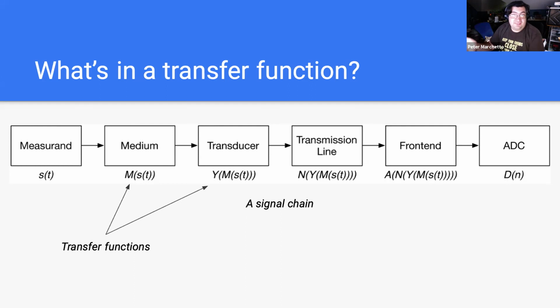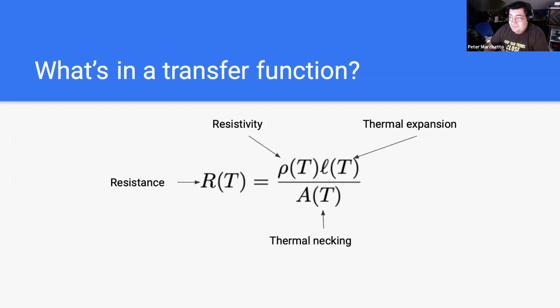So this is a signal chain. Actually, this is a relatively simple and uncomplicated signal chain, which is kind of terrifying, but there's the math. So what's inside of that transfer function? So in our case, resistance and temperature, that's the relationship we're looking for.